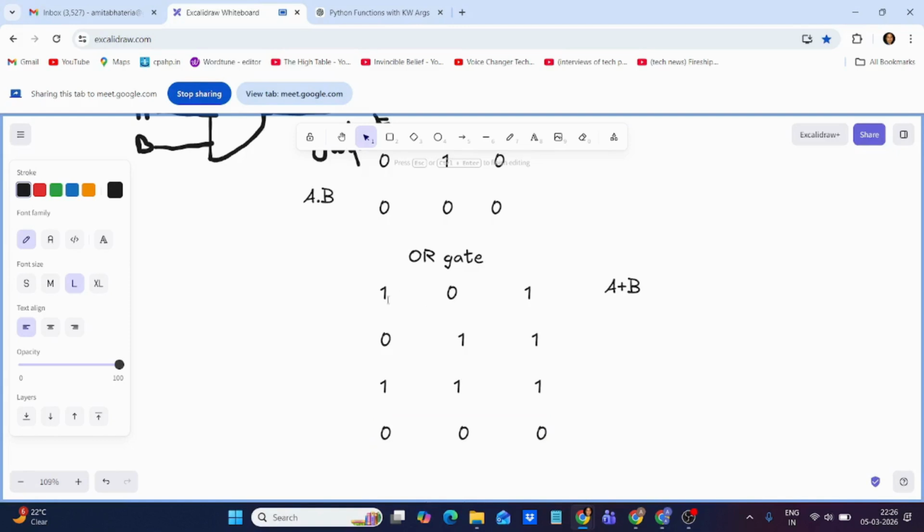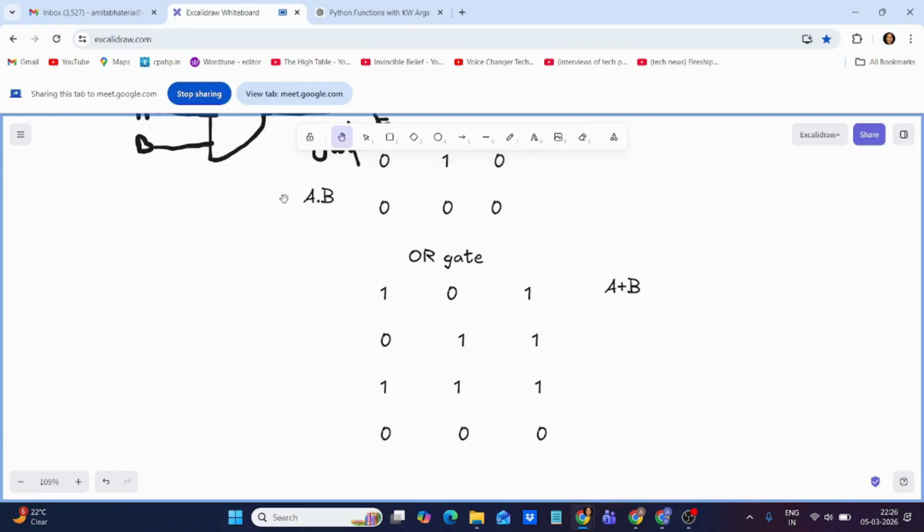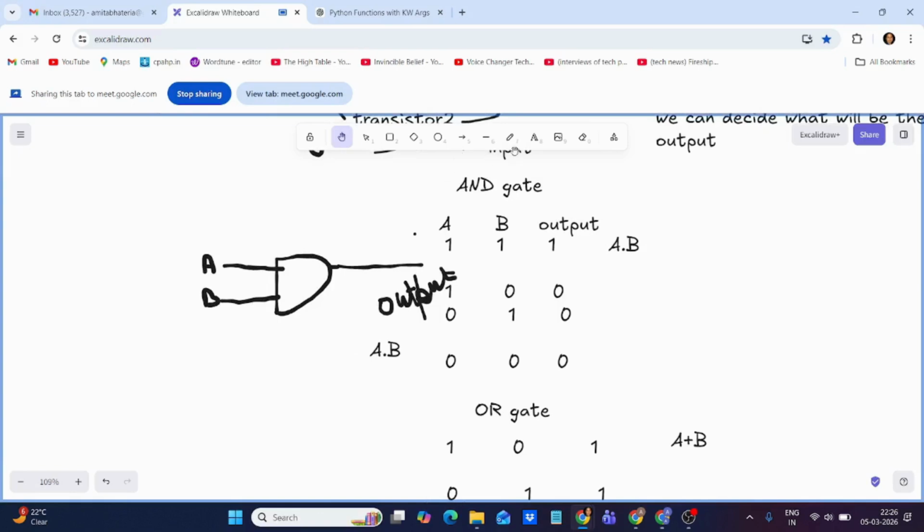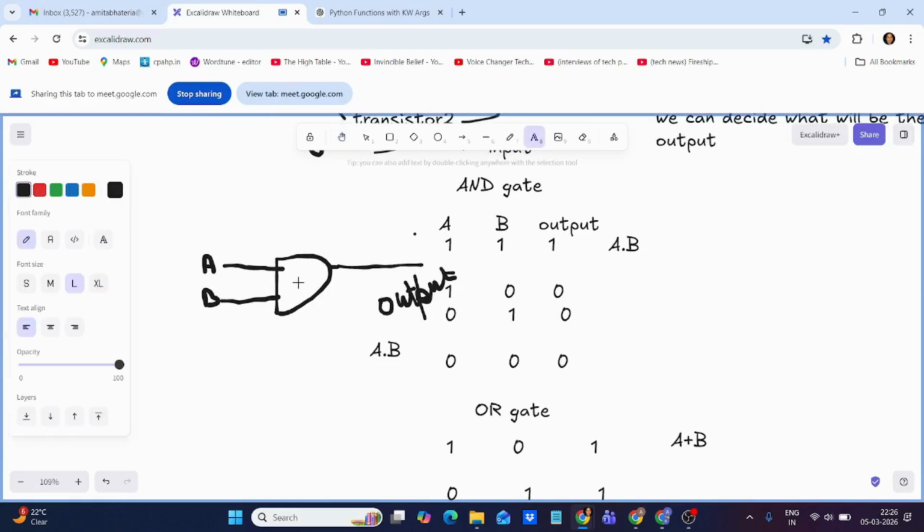You know how to draw it. These things you have to do in this assignment also. I will be giving you these assignments, and you will have to show me the assignment. So in the assignment, first you have to draw the diagram, then you have to show me the Boolean table.